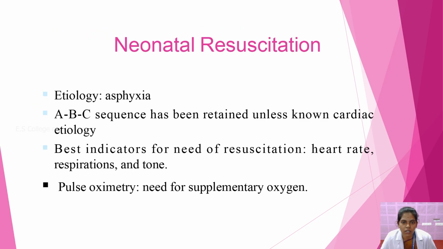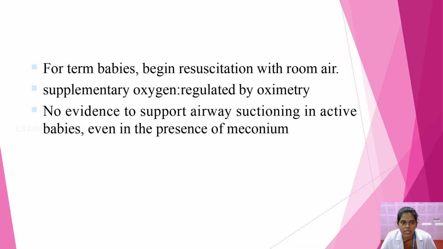In neonatal resuscitation, the etiology is usually asphyxia, and the sequence of steps is airway, breathing, and circulation. This sequence is retained unless a cardiac etiology is known. The best indicators of need for resuscitation are heart rate, respiration, and tone. The pulse oximetry indicates the need for supplementary oxygenation. For term babies, resuscitation begins with room air, and supplementary oxygenation is regulated by oximetry. There is no evidence to support airway suction in active babies, even in the presence of meconium.